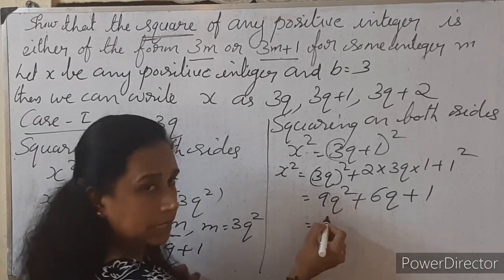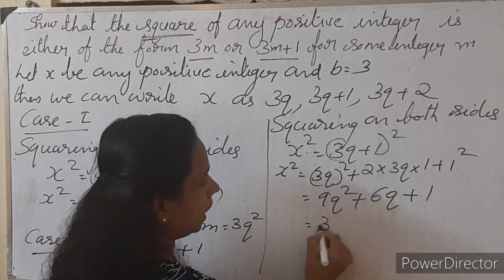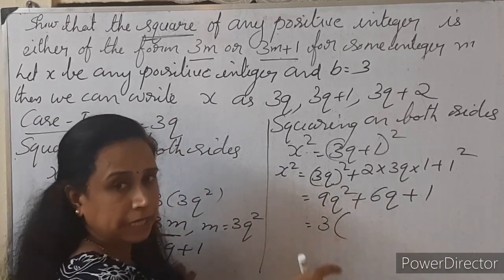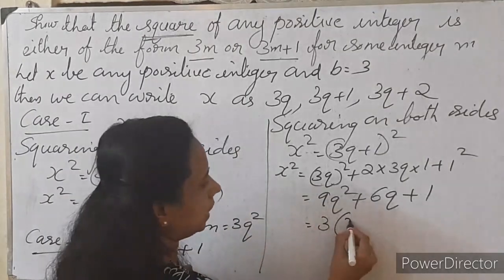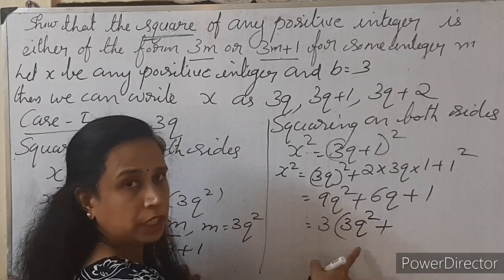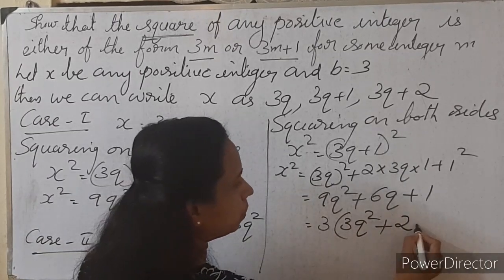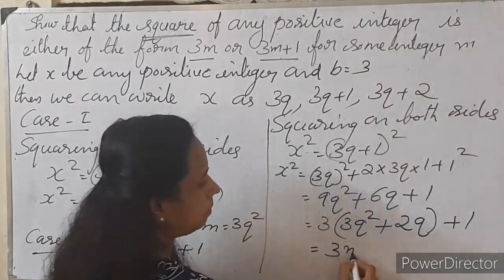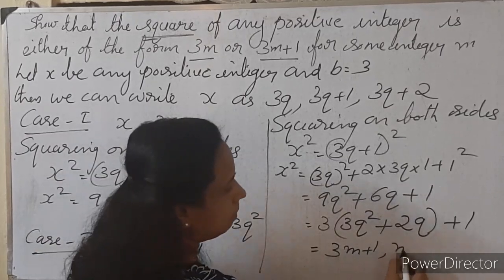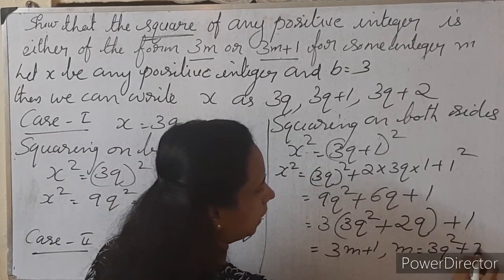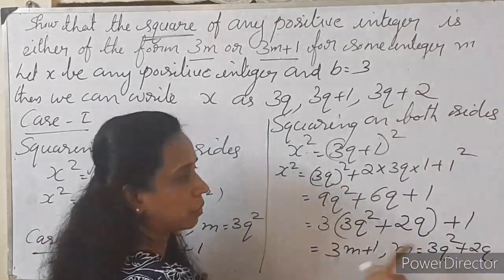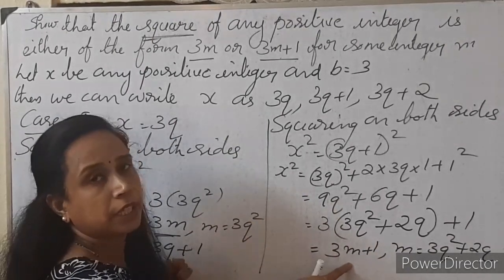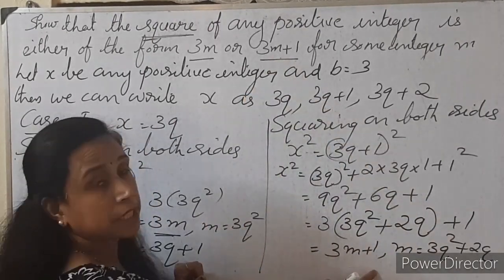So again I am going to rearrange this. From 9q square and 6q I take 3 outside as the common factor. Inside the bracket you will get 3 into 3q square plus 2q, plus 1. That is equal to 3 into m plus 1, where m is equal to 3q square plus 2q. So in the second case, x square is equal to 3m plus 1, and we have proved it.